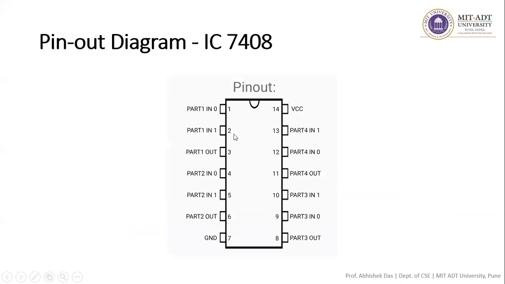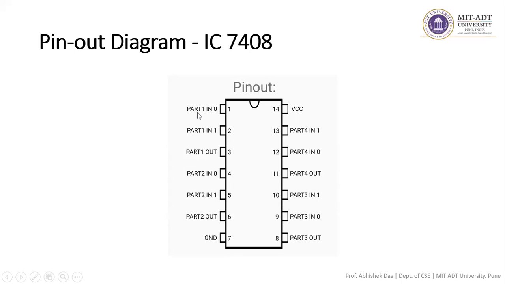Now let us come to the pin diagram. From the pinout diagram of the IC 7408, that is the AND gate, you can see that we are having a 14 pin IC. It starts from 1 over here, so 1 to 7, and then again in the reverse order 8 to 14. So over here we are having a 14 pin IC, 7 and 7. So each side we are having 7 pins.